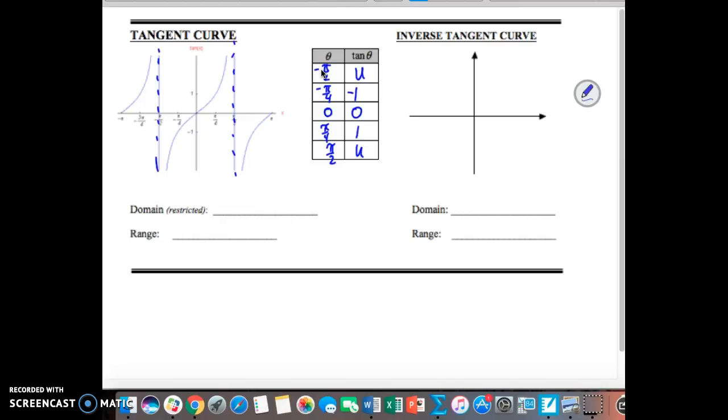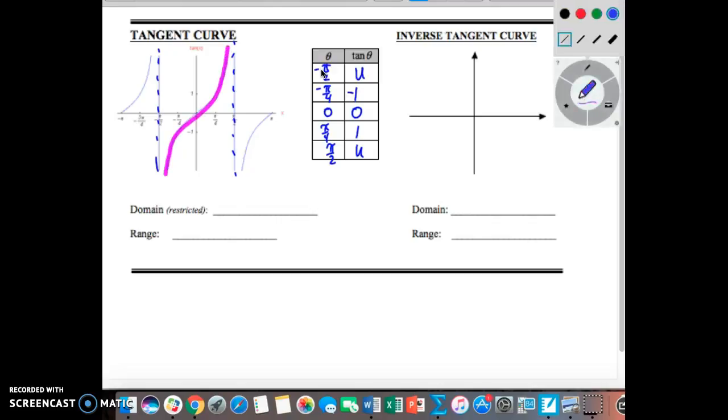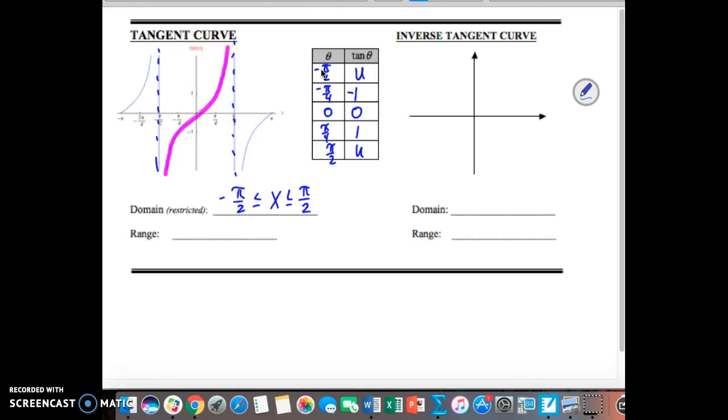So thinking of the curve that we will be using, it's just going to be one period of the tangent curve. So our domain will be restricted from -pi/2 to +pi/2. And our range, since our tangent curve has arrows and they go on forever, our range will be -infinity to +infinity. Or you can also write all reals.